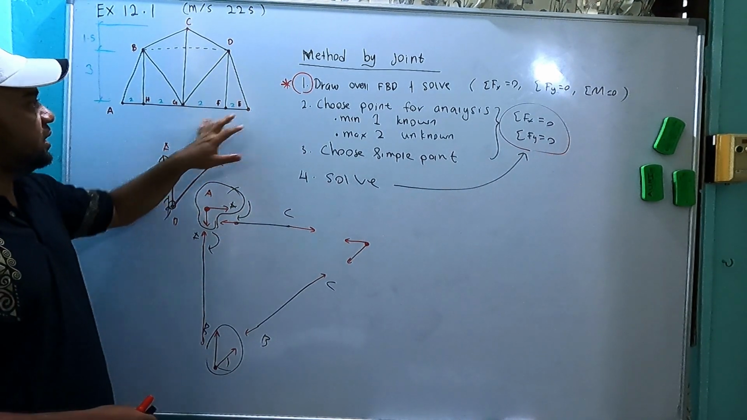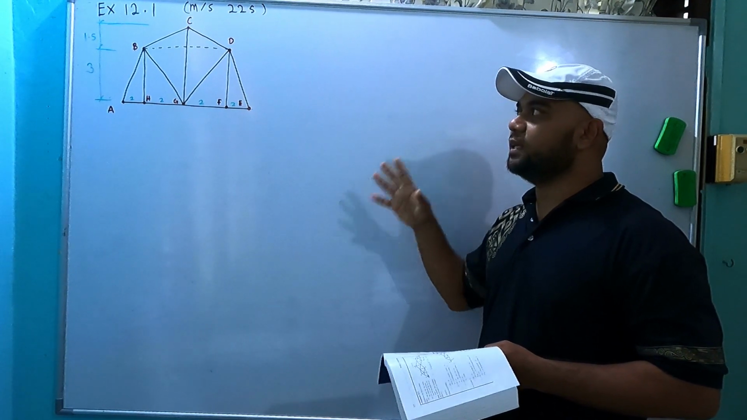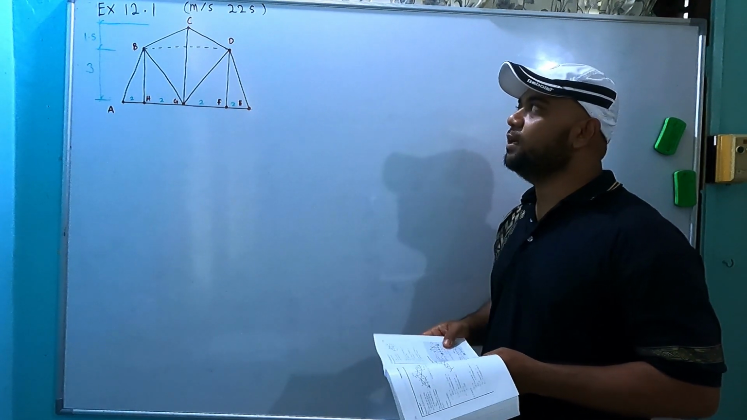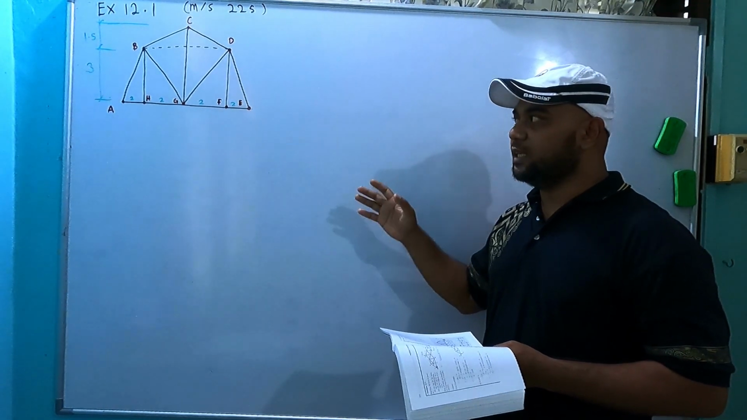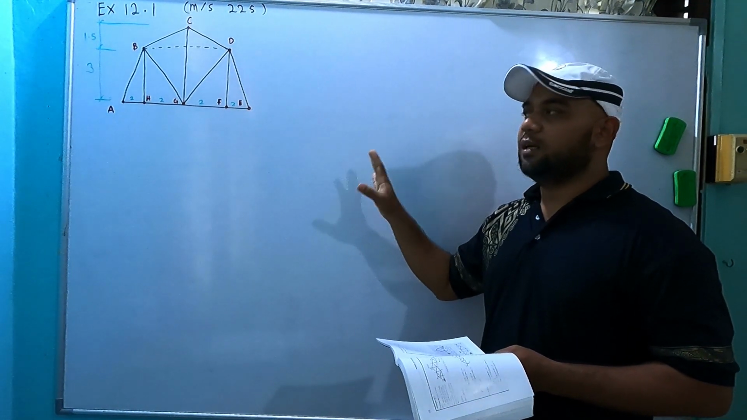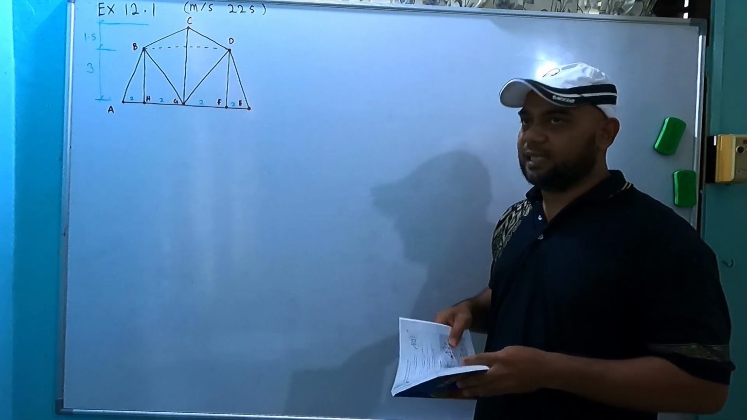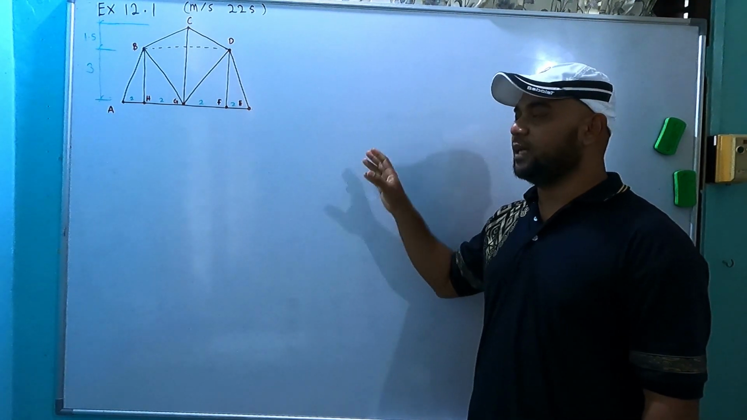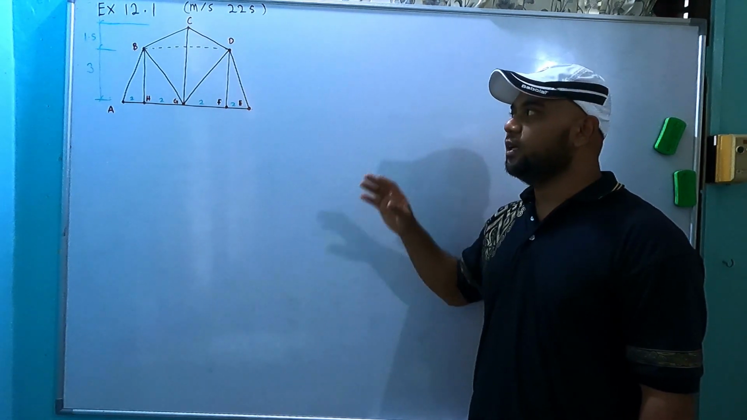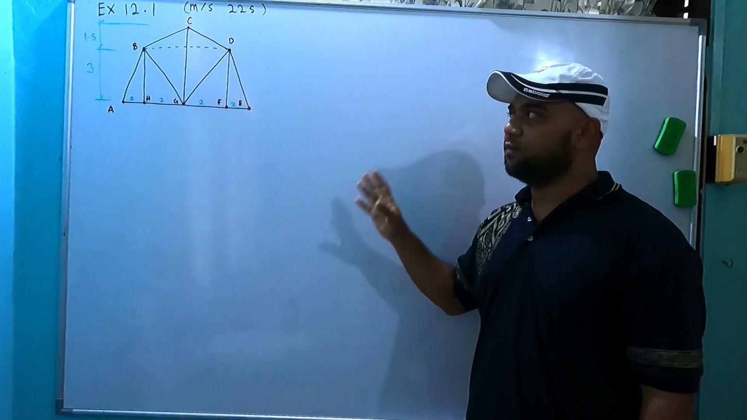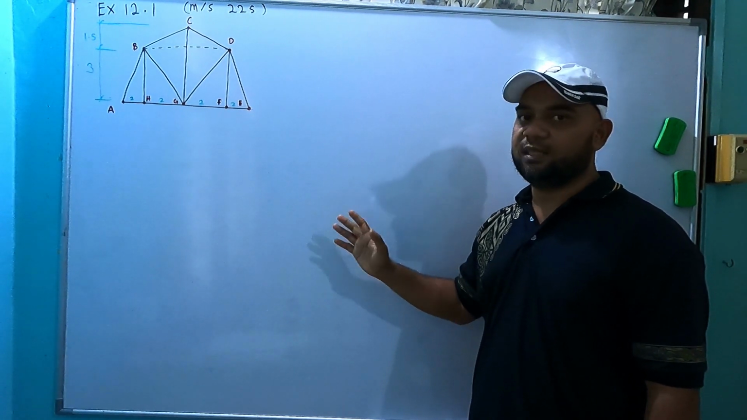So let's see this question. I will use this same example, which is exercise 12.1, page 225, to do the analysis. The first one using the method of joints, and the second one using the method of sections. I will use the same example to show you that we can solve using both methods for the same question, and you can find out which one is easier than the other.